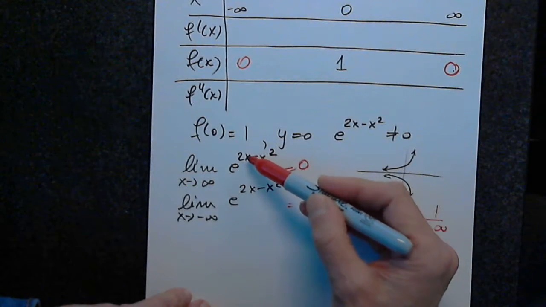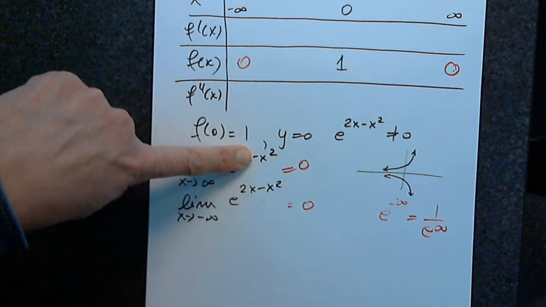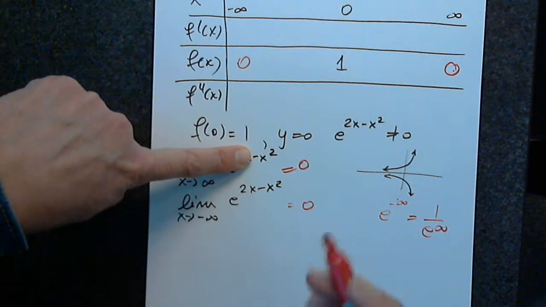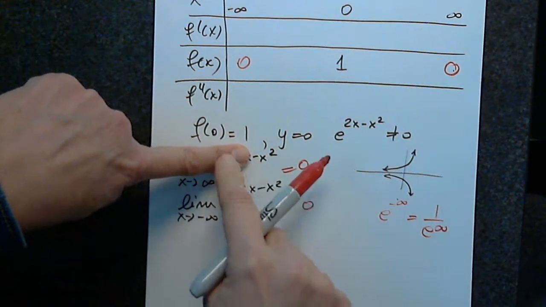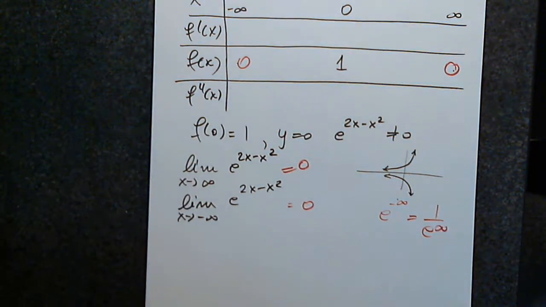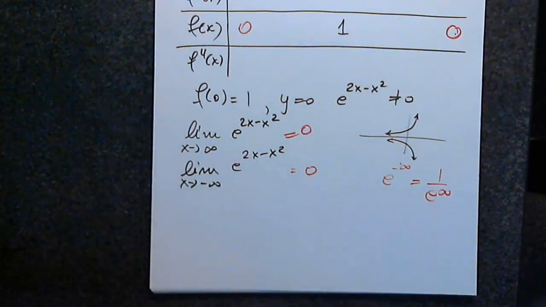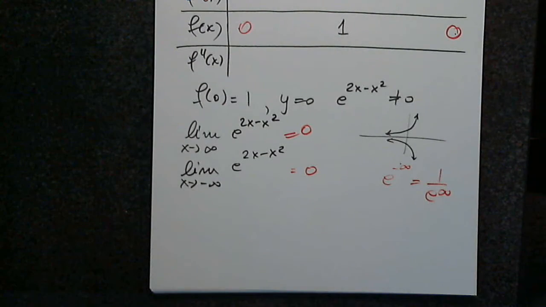Because this is more powerful than this. This can be disregarded at infinity. This quantity will always cover this. Okay, perfect. So there is nothing else I can learn about the function from the function itself.